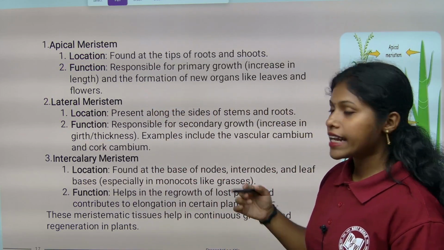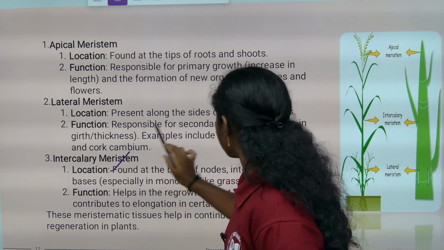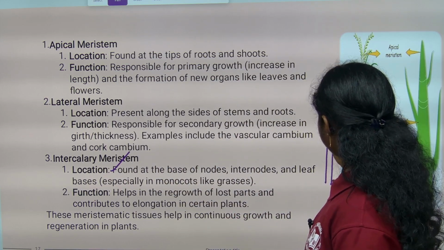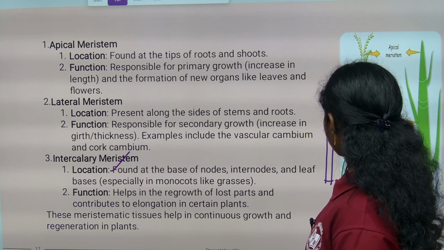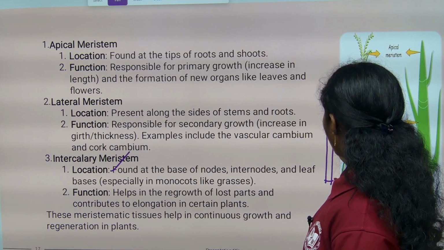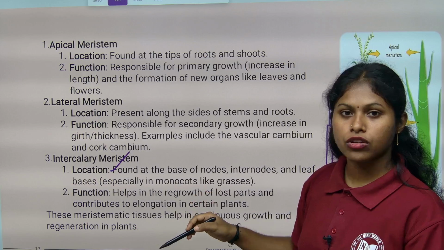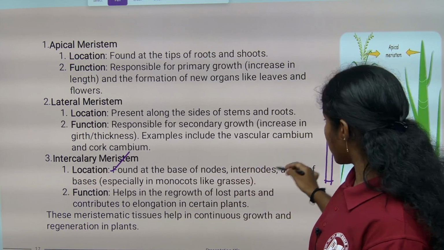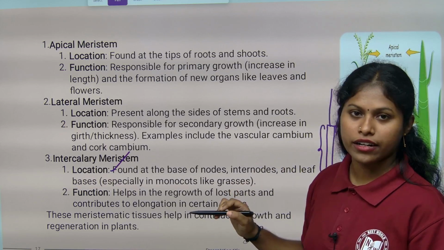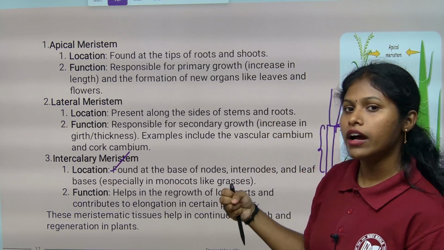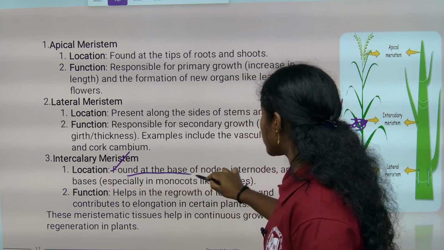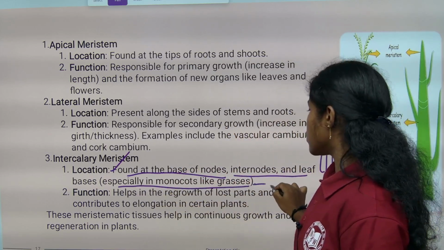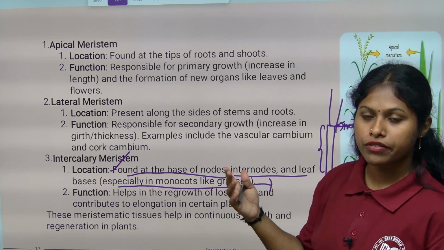So coming to the intercalary meristem, it is found at the base of the nodes. What is a node, children? In a plant, a node is where the leaves or branches or fruits arise. So that we call a node. The in-between region we call the internodal region. The elongation is happening because of the intercalary meristem found at the base of the nodes and internodes, and leaf bases, especially in monocots like grasses. So mainly we can see the growth of grasses because of the intercalary meristem.